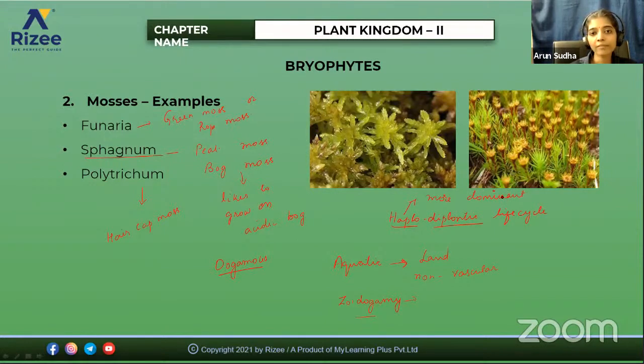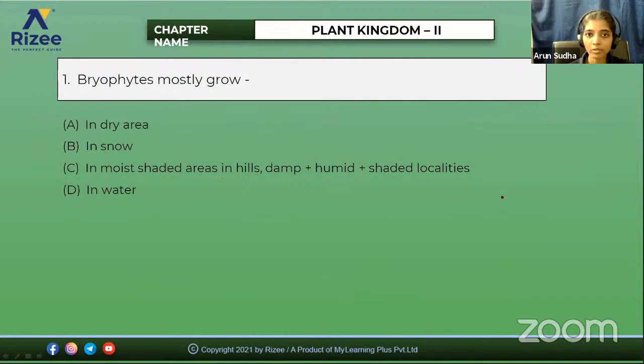So these are the main features about the Bryophytes. So I hope it is clear. So we'll see a few questions related to Bryophytes. Bryophytes mostly grow in dry area, in snow, in moist shaded areas, in hills, damp plus humid plus shaded localities. So what will be the correct answer for this? So any doubts? Were you clear with the topic, Bryophytes?